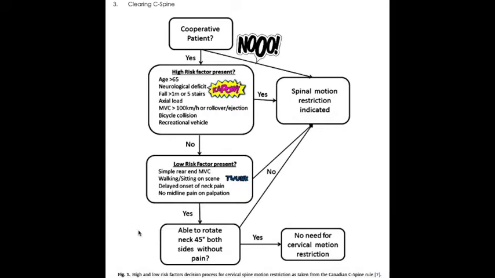patient is able to rotate their neck 45 degrees, both sides, without pain. To do this, you ask the patient to move their head 45 degrees to the left and to the right. You must not assist them in the movement of the head. If they cannot do it, they need spinal motion restriction and radiological clearance of their C-spine once they get to the emergency room. If they can do it, there is no need for spinal motion restriction.